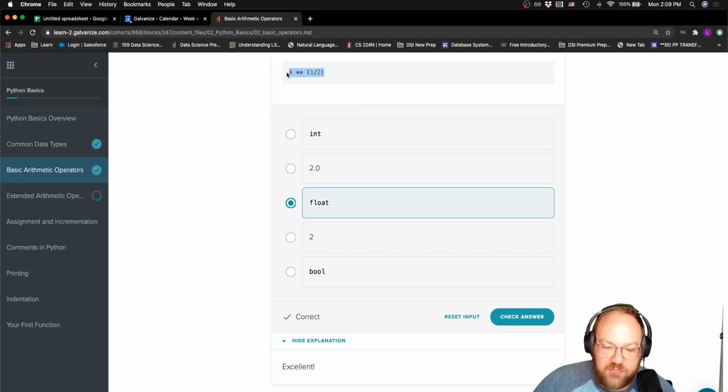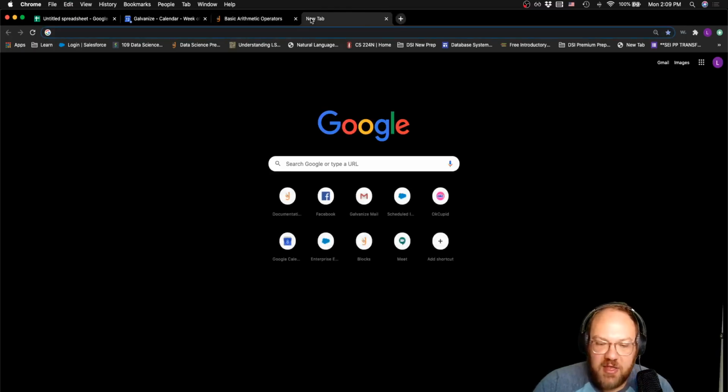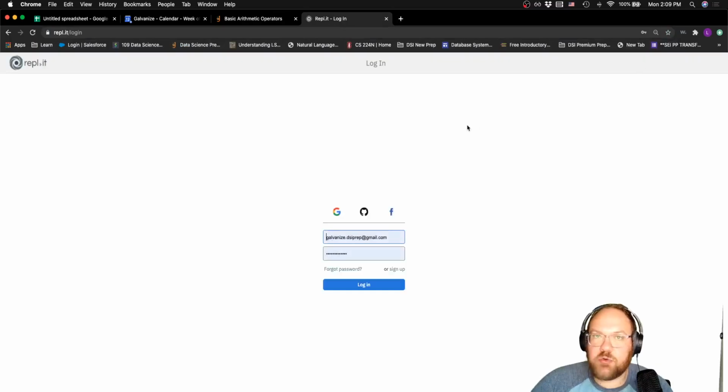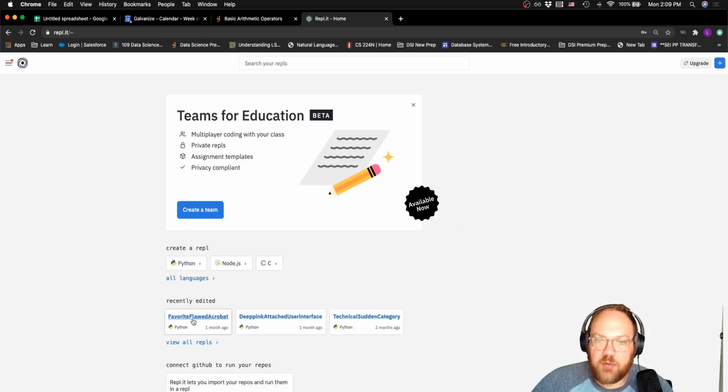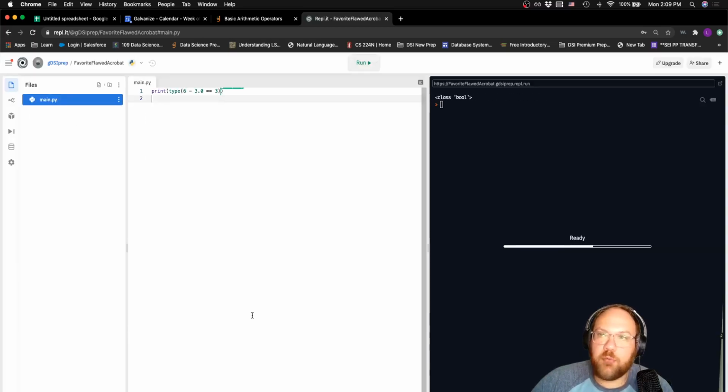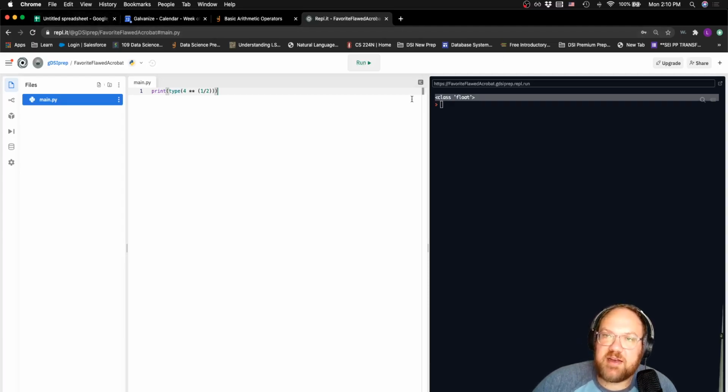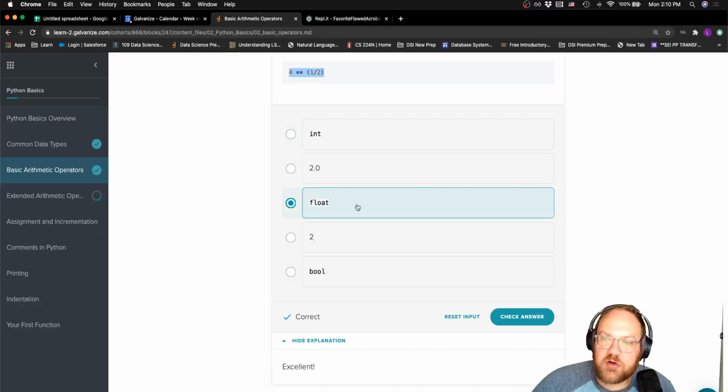Of course, if you weren't sure about this and you wanted to check it for yourself, Replit is always a good place to get started. So if we go ahead and open up Replit, open up a REPL here, and if I just print and then, right, what I want to do is I'm looking for the type of this. So I need to make sure that I'm using the type function. Go ahead and execute that code, and I can see that it is a float. I can come back over here and select float.